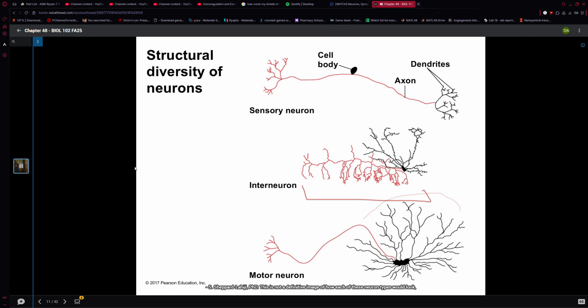Again, this is not a definitive image of how each of these neuron types would look, but it gives you a sense of how, in general, they would be organized and how that organization helps to support their role within the process of information processing.